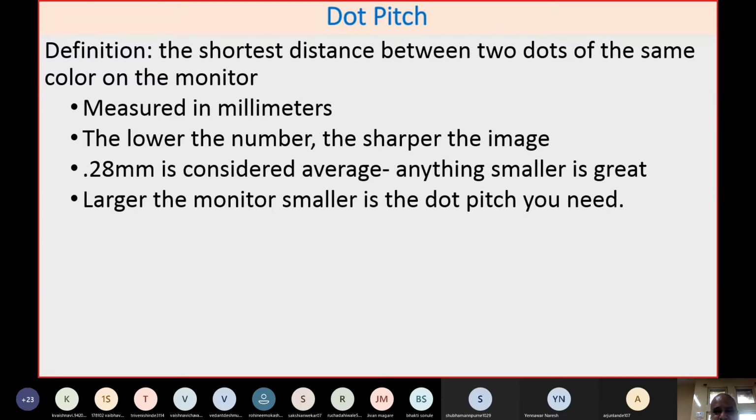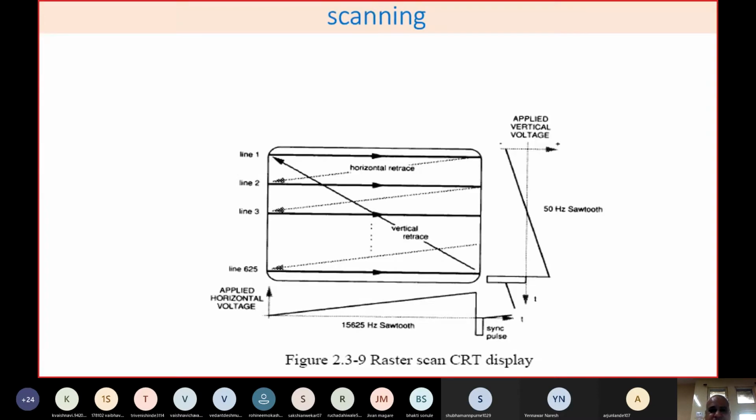This is measured in millimeters. The lower the distance, obviously the sharper is the image. So most of the time this distance of 0.28 mm is considered to be average, and it will give a very good quality of the picture. Then the larger the monitor, the smaller the dot pitch you need. That means if you have a very big size monitor, then the dot pitch should be very small. So ultimately there will be more number of phosphor dots per area, and then only you can have a better resolution.